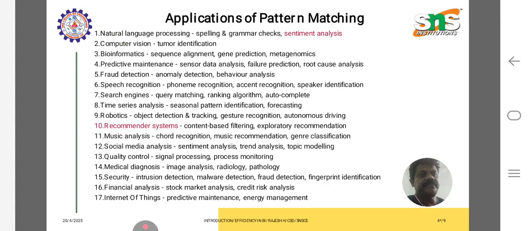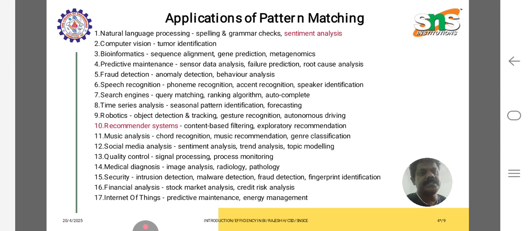So the various applications of pattern matching are natural language processing, which covers spelling and grammar checks and is used for sentiment analysis. Computer vision, which is used for identifying tumors in blood, and bioinformatics, which helps identify sequence alignment, gene prediction, and metagenomics. And predictive maintenance, in which sensor data analysis, failure prediction, and root cause analysis are utilized. And in fraud detection, anomalies can be detected or behavior analysis can be observed.